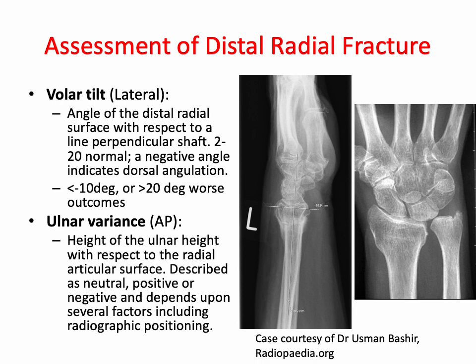And ulnar variance is probably the one that we most commonly discuss, which is the height of the ulna with respect to the radial articular surface. And it's described as either neutral, positive, or negative, and it depends on several factors, including positioning.